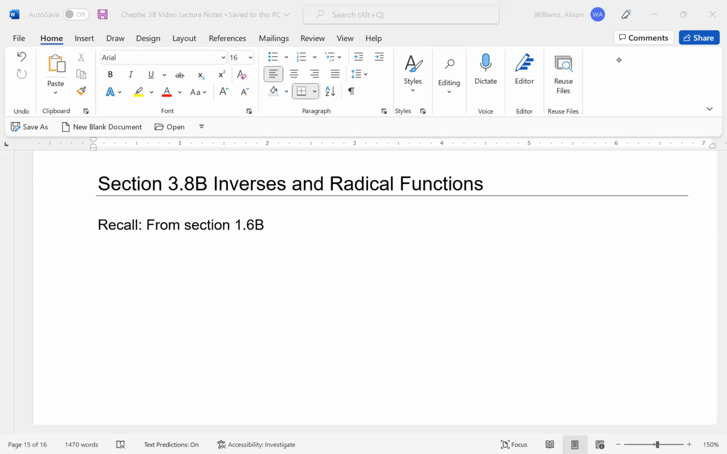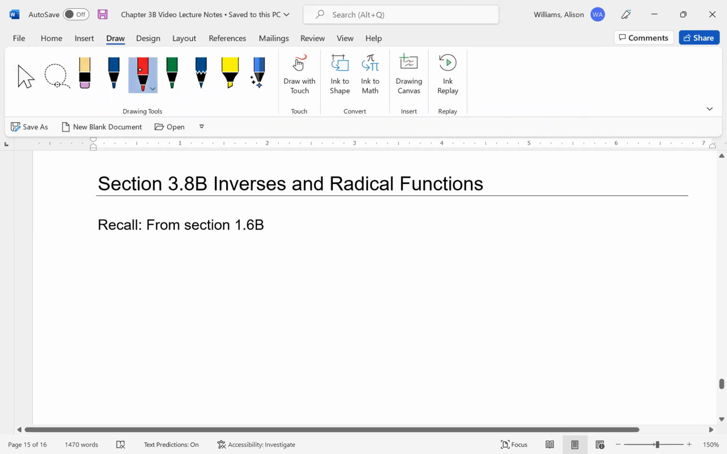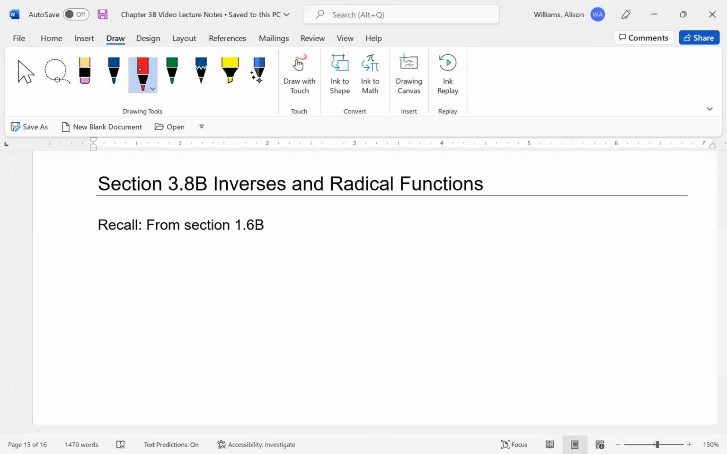In this video, we're going to talk about inverses, but we're going to look at some cases that we didn't get to look at the first time when we looked at inverses, particularly radical functions and rational functions. So let's just recall from when we talked about inverses the first time. We're really going to focus in on a couple key ideas. First of all, the steps for finding an inverse.